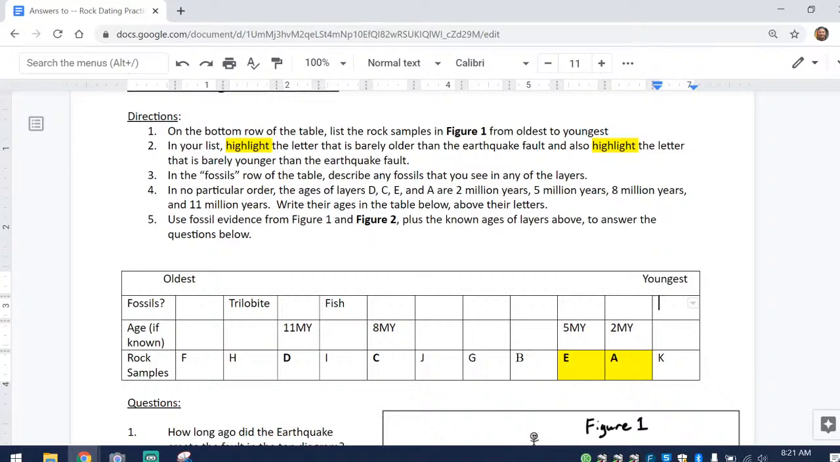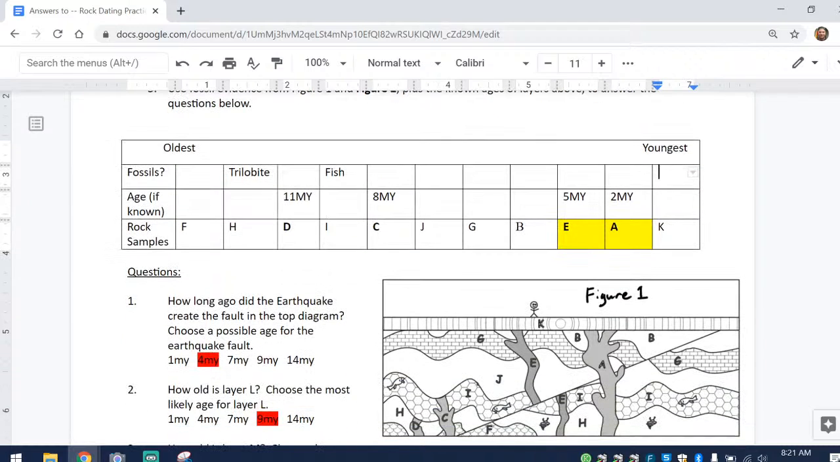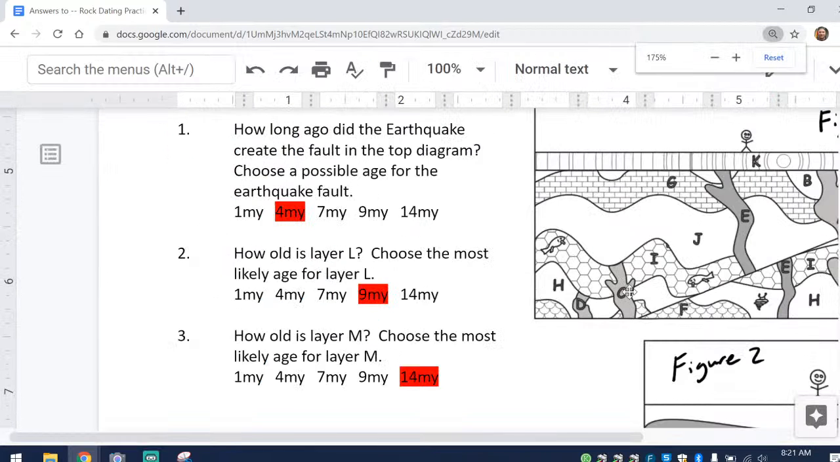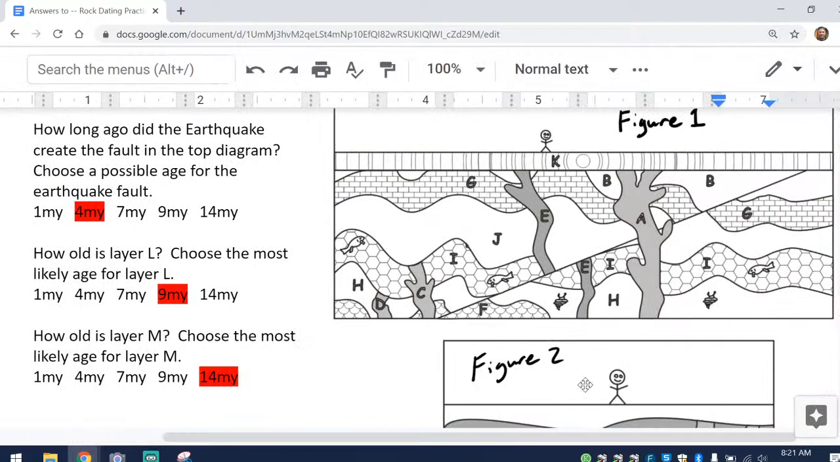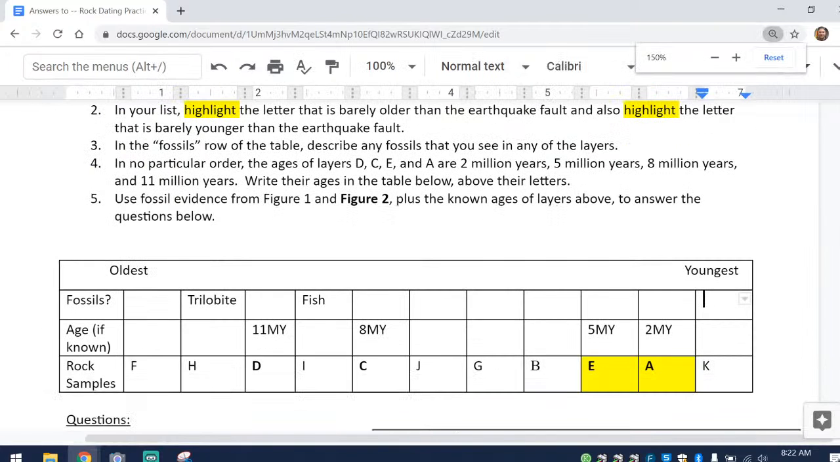The fossils, if there are any fossils, describe those. So I found a fish in layer I, and a trilobite in H. And you can call it whatever you want. It kind of looks like a bug, but there are the bugs in H, and there are the fish in I. And then the next step was to put these in order.